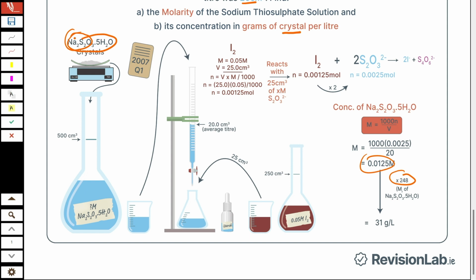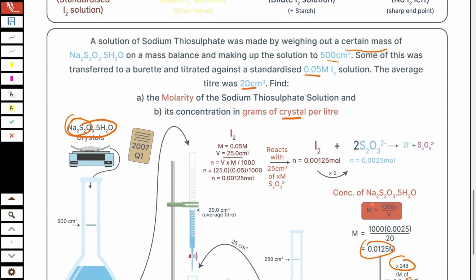So we're going to take the molecular mass of this whole thing, which is 248. It's written here: the molecular mass of Na2S2O3.5H2O. So that's 248. Multiply by that, we get 31 grams per liter. That's our answer to part B. But of course, if they just asked for sodium thiosulphate, then you would have to ignore this water of crystallization. This would be irrelevant, and you'd be just looking for this. So you'd be multiplying by the molecular mass of that. And that's pretty much it. I don't think there's anything else pertinent.